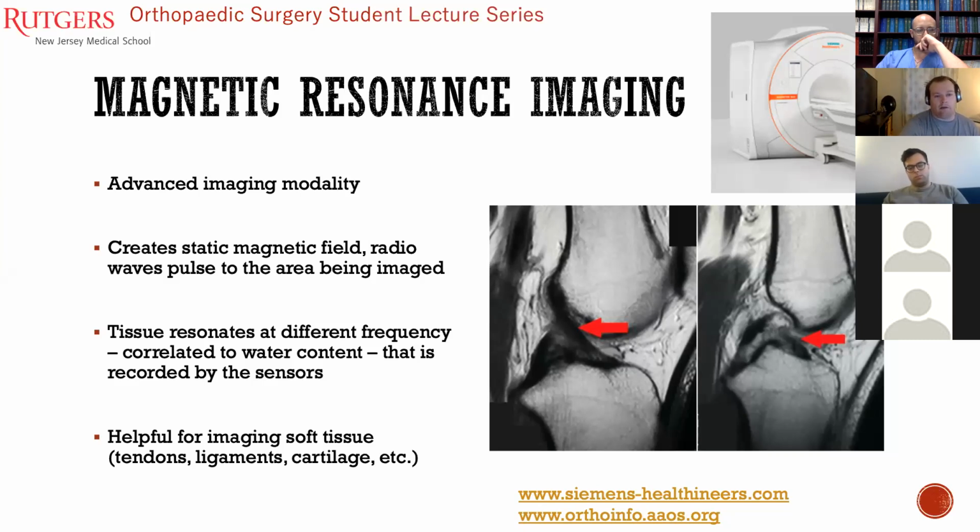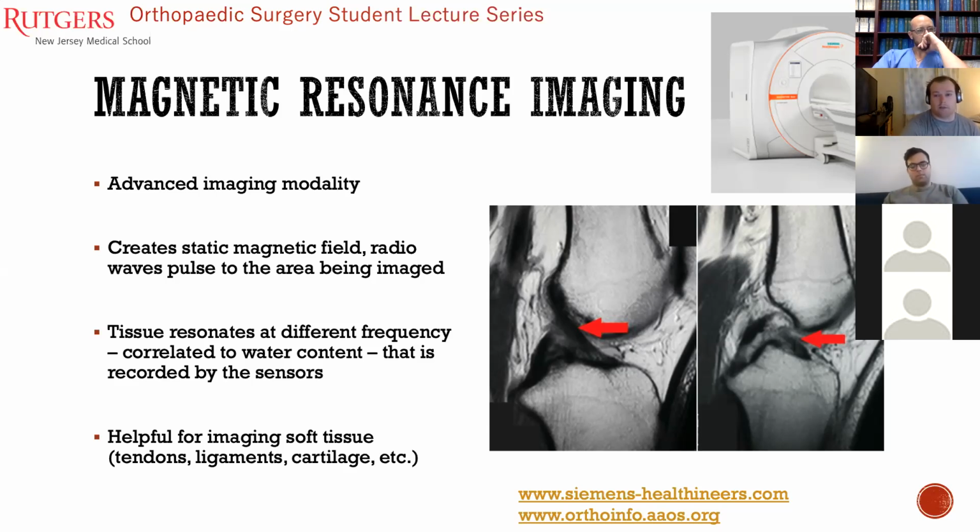And by essentially using the radio wave pulse, it will knock the polarity off synchronously, but then each tissue has a different resonation that is picked up by the detectors. This again is correlated to the water content, and it is picked up by the sensors that are built into the machine. Generally, we think of MRI as being more useful for soft tissues, whether it's tendons, ligaments, cartilage, nerves.